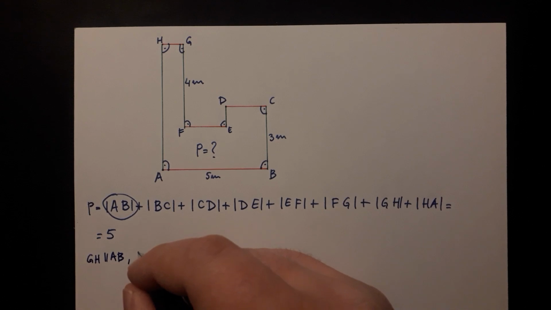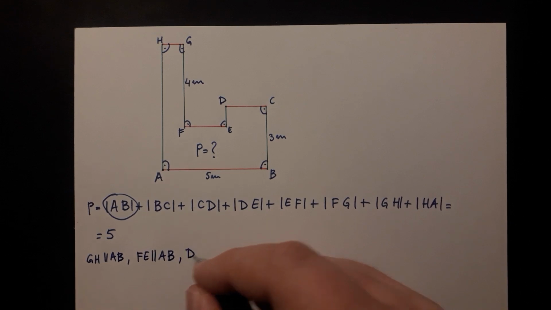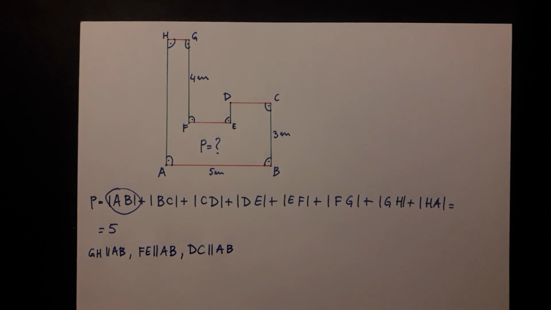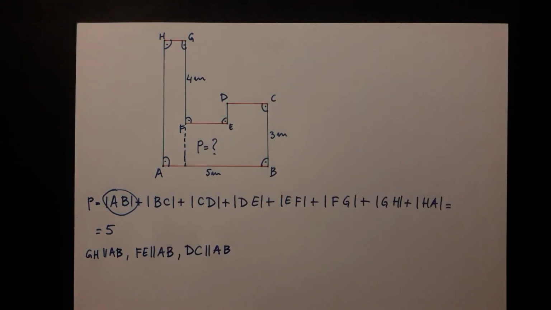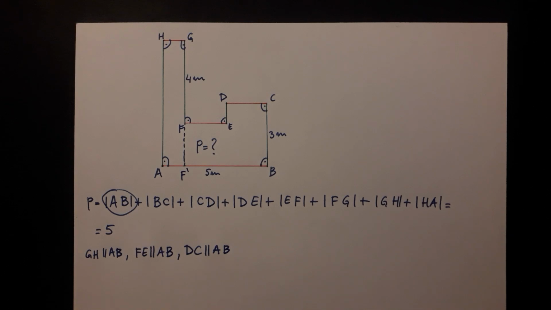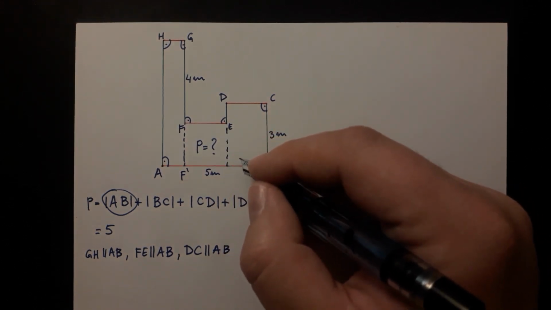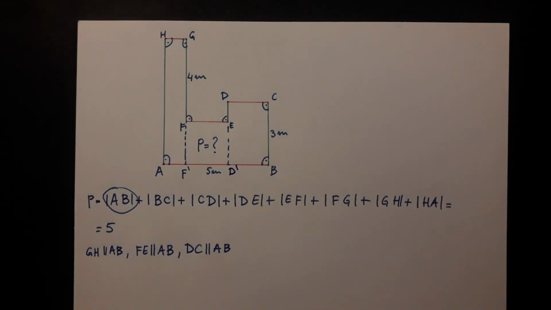We also know that FE has to be parallel to AB, and we know that DC has to be parallel to AB. And we know that dots G and F sit on the same line, which is normal on AB, so they both correspond to the same dot F prime here on the side AB. We also know that dots D and E sit on the same line, which is normal on AB, so they both correspond to the same dot D prime here on the side AB.